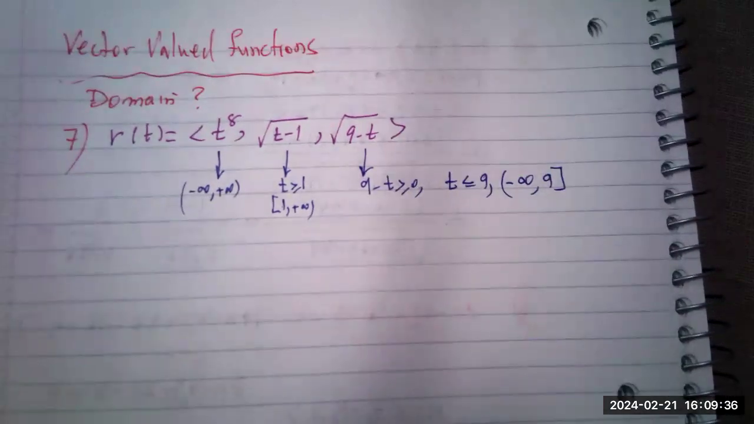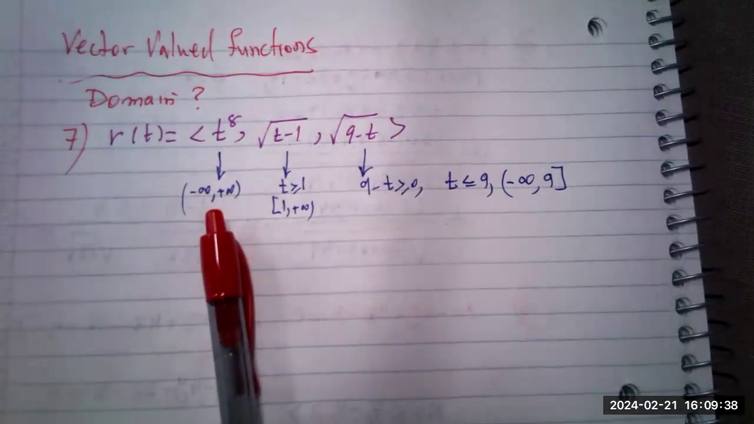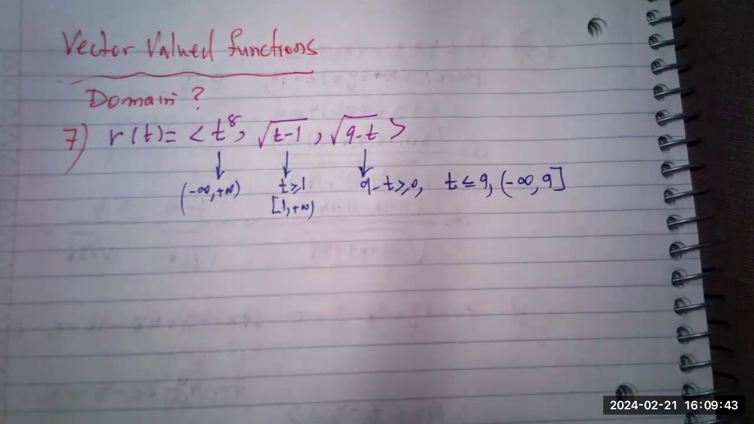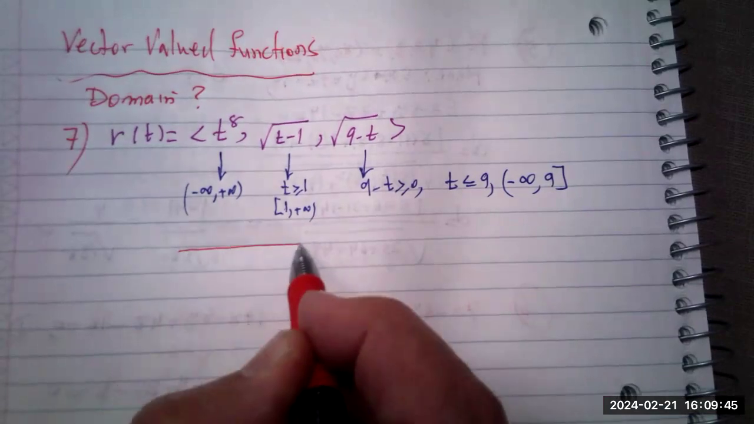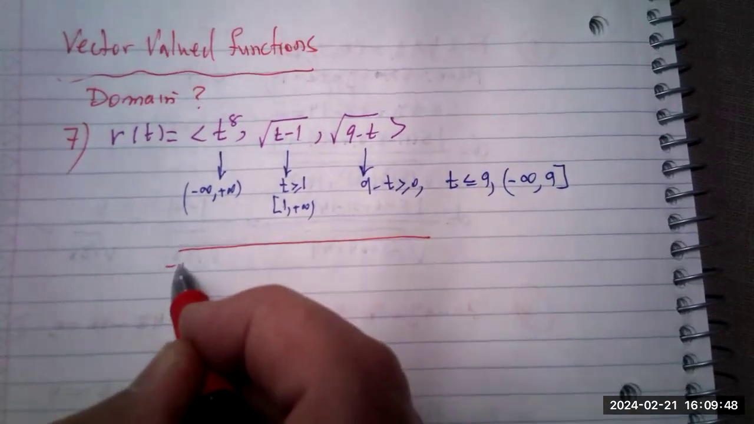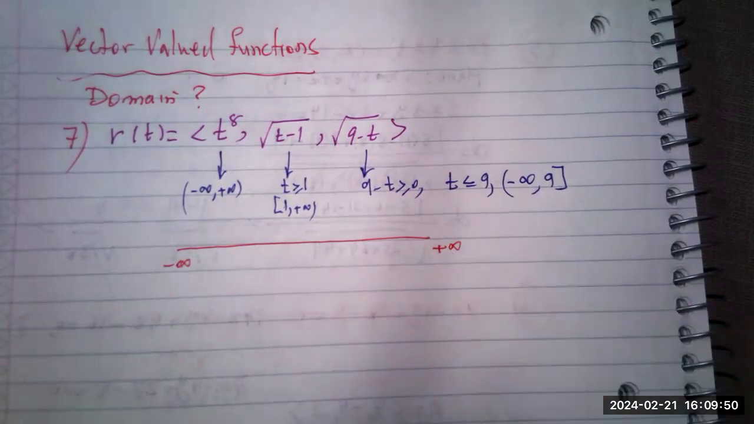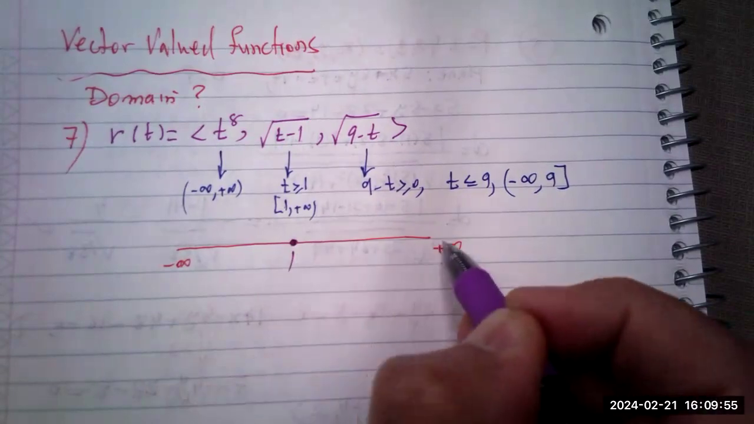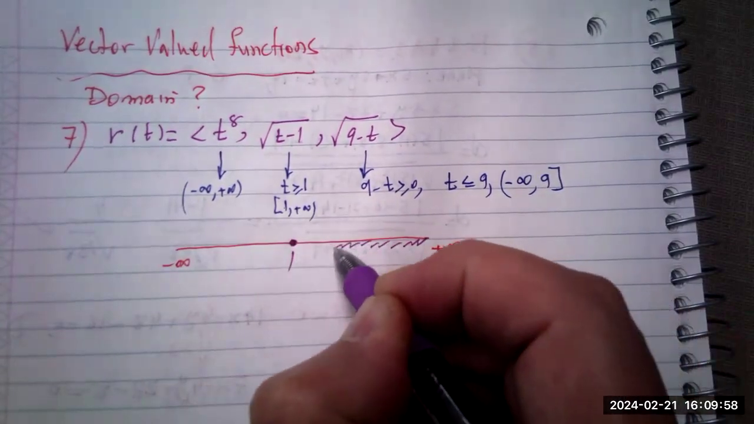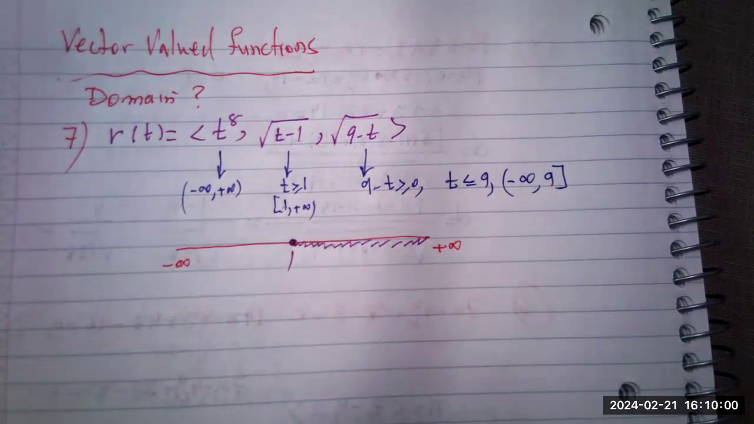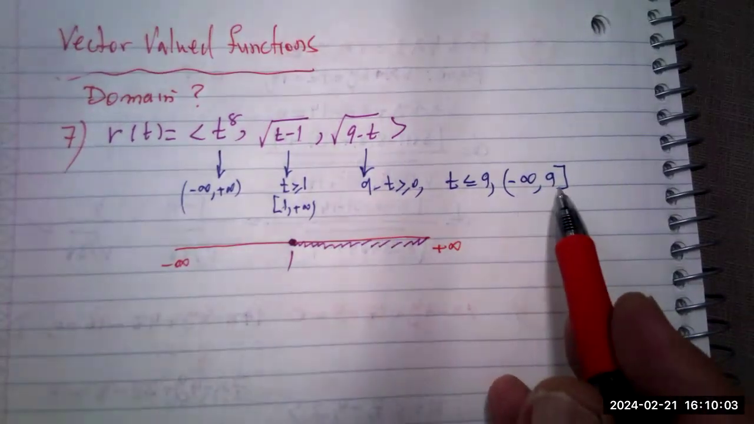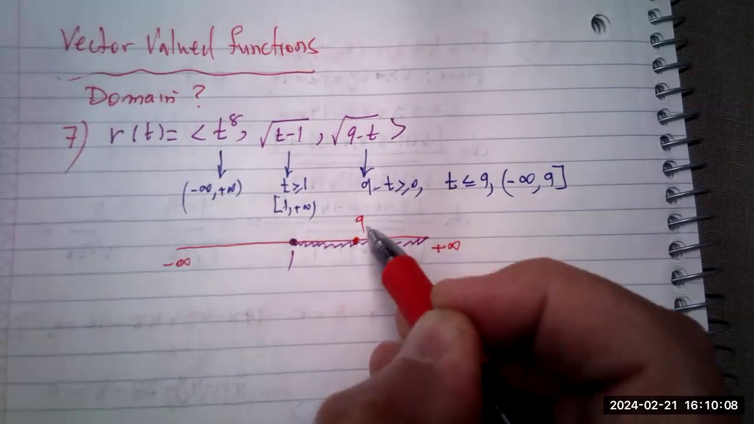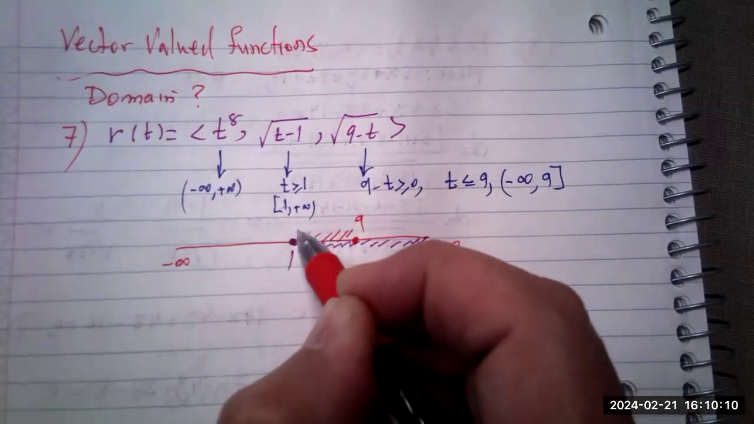So you have to find the intersection. You don't have to worry about the first one because it's all number line. So you have to find the common ground between these two. Okay, you can put it on the number line if you need. So that's negative infinity to positive infinity. Check these two, 1 and infinity, and negative infinity and 9. So the common ground is from 1 to 9.